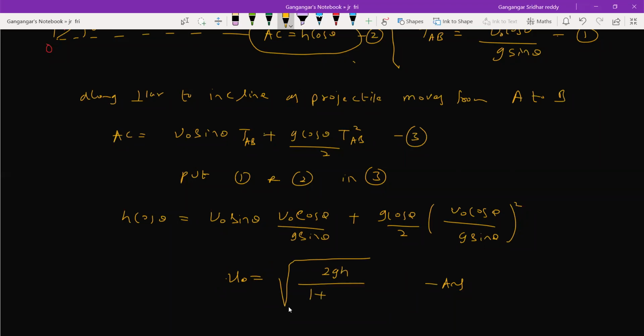One plus 2 cot square theta. 2 cot square theta or 2 plus cot square theta? 2 plus. Okay, this will be our answer. So we'll take the next condition.